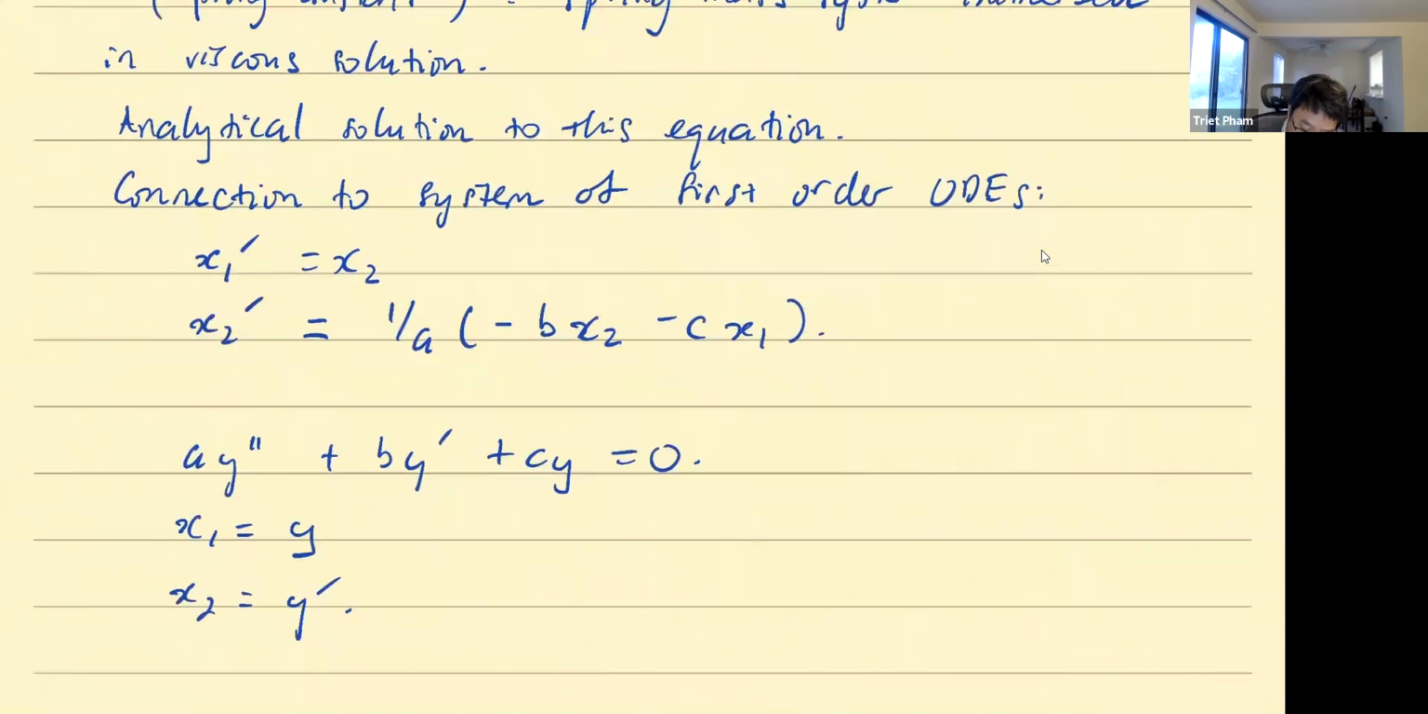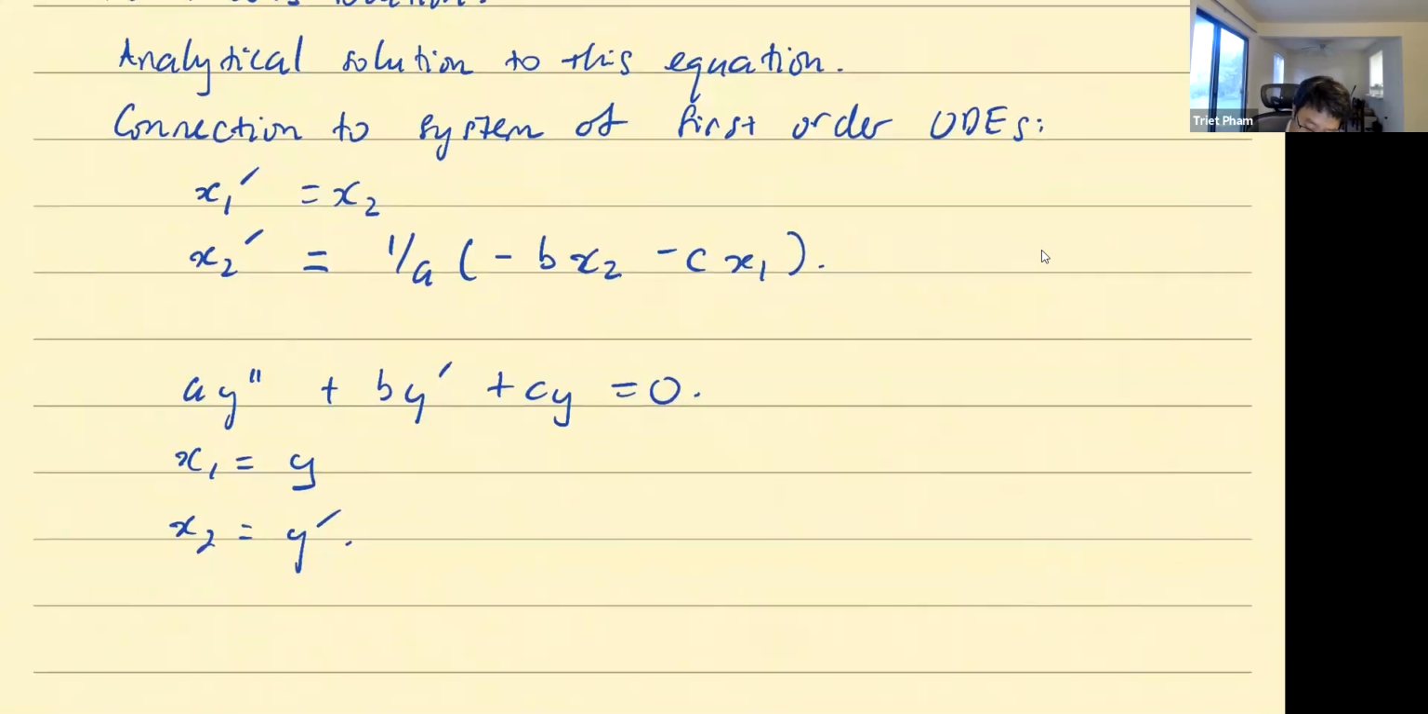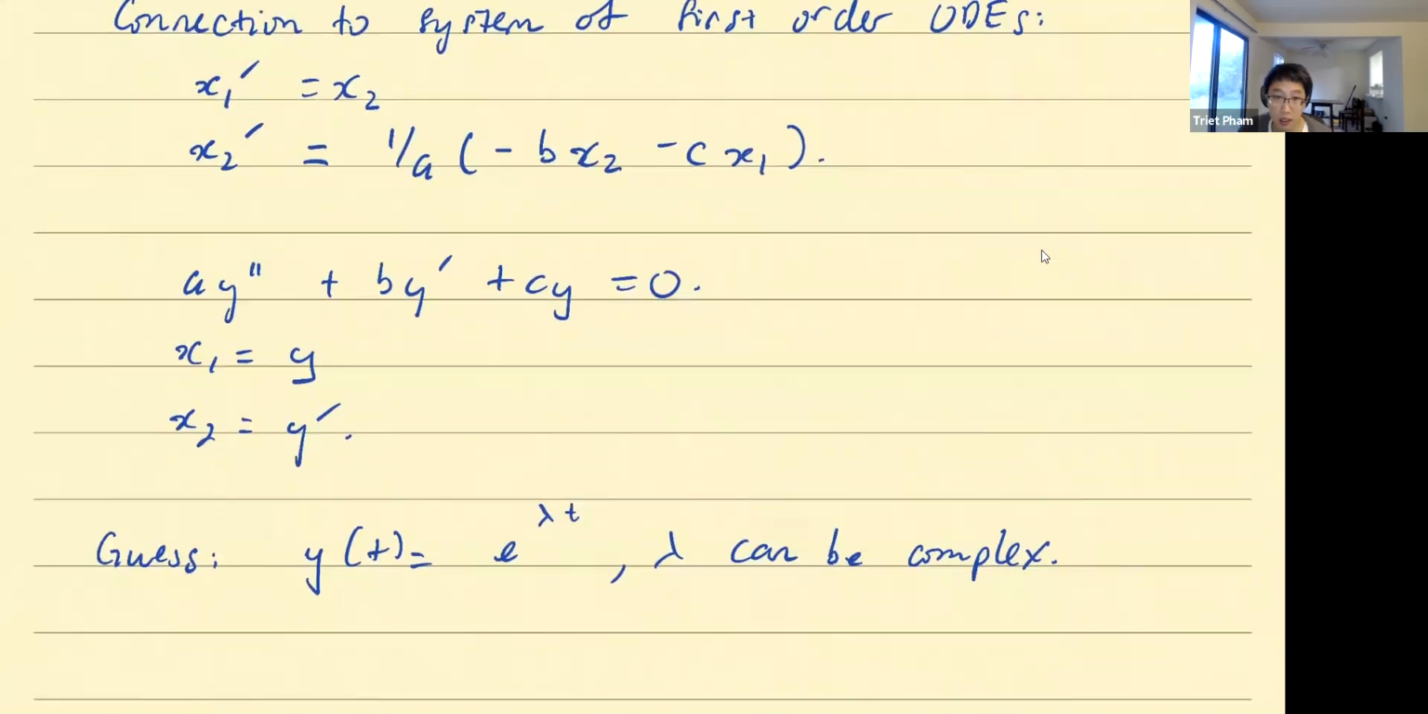And we mentioned that the starting point of solving this homogeneous equation is making a guess that the solution is of the form e to the lambda t. Lambda can be complex. Complex doesn't mean complicated. Complex really means imaginary numbers. So we listed 3 cases last time.